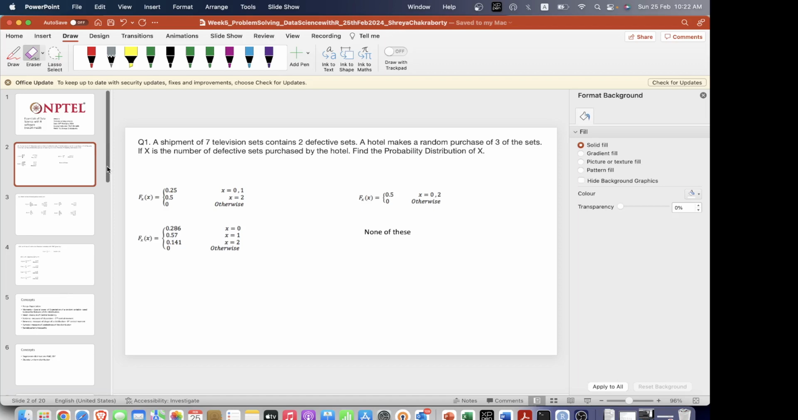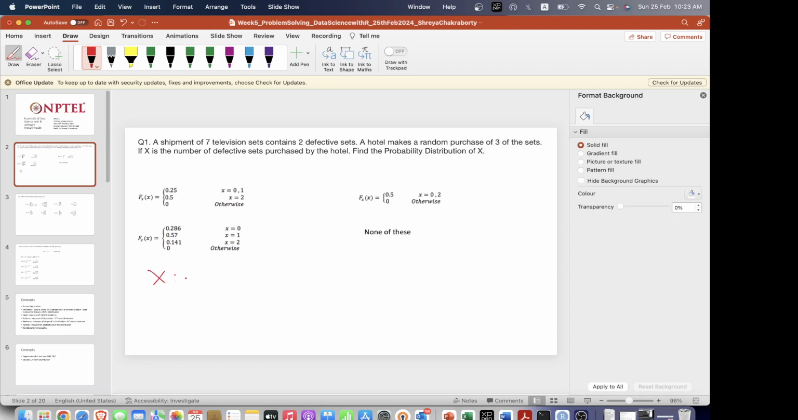So we learnt about probability distribution functions and CDFs. Those things we have already learned. Now, if you have to solve such a question, how are you going to do that? You are given a problem and you have to design or develop the probability distribution of x. Now the question is, a shipment of 7 television sets contains 2 defective items. A hotel makes a random purchase of 3 of the sets. If x is the number of defective sets purchased by the hotel, find the probability distribution of x.